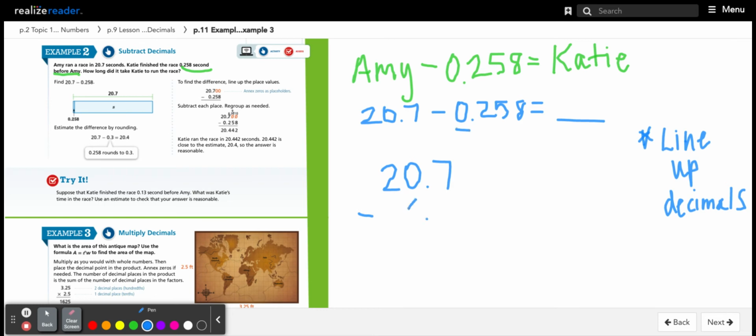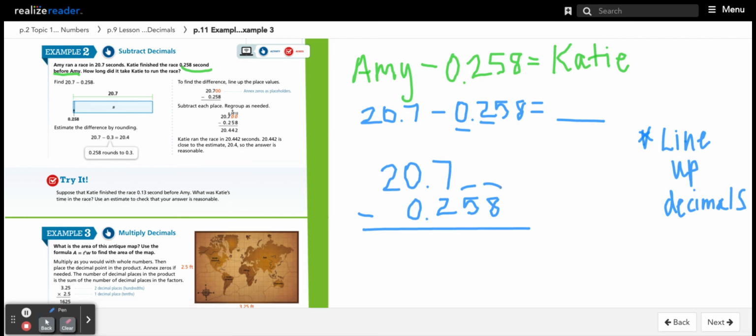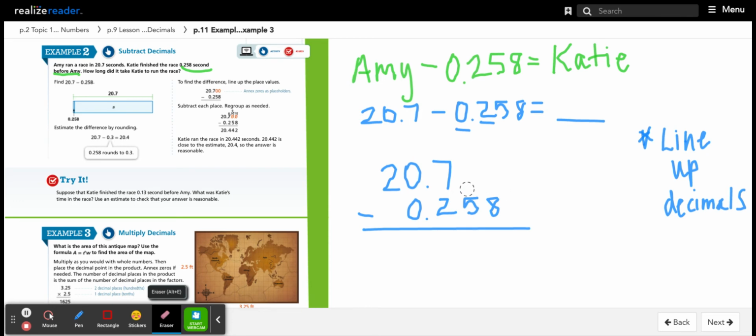My 0 in the ones place, 0 in the ones place. 2 in the tenths place, 2 in the tenths place. 5, 8. Make sure you copy the numbers carefully. So now, what number can I fill in above the 5 and above the 8 that will not change the value of that 20.7? I will be able to fill in zeros here. And I'm going to fill in a 0 there. Okay, so now we're ready to subtract.